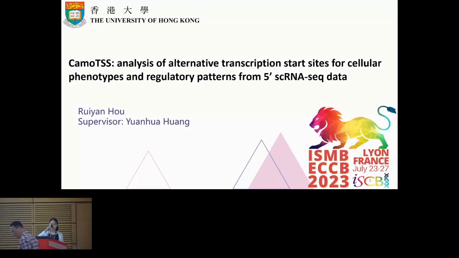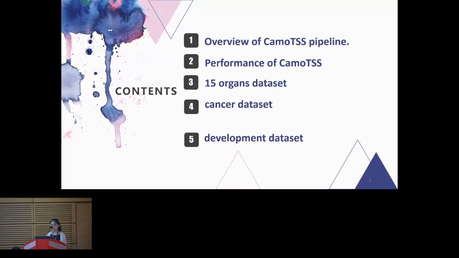Hello everyone. Today, the title I want to present is CamoTSS, Analysis of Alternative Transcription Start Site for Cellular Phenotypes and Regulatory Patterns from 5' scRNA-seq data. I will give the introduction from this aspect. First, I will give a brief introduction on the CamoTSS pipeline and the performance of CamoTSS. And then we will use 3 data sets to prove the application of CamoTSS.